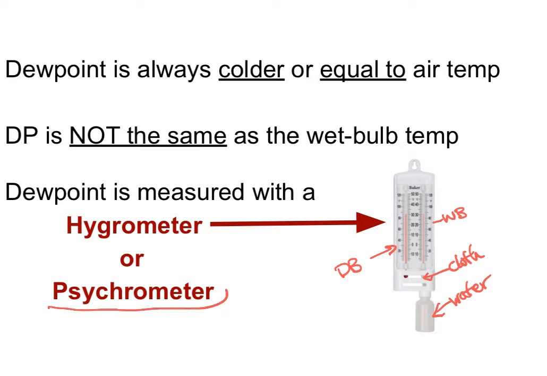A psychrometer, on the other hand, is something that you actually have to sling around. You have to spin it around. I'm going to link right here so that you can see a video of somebody using a psychrometer.